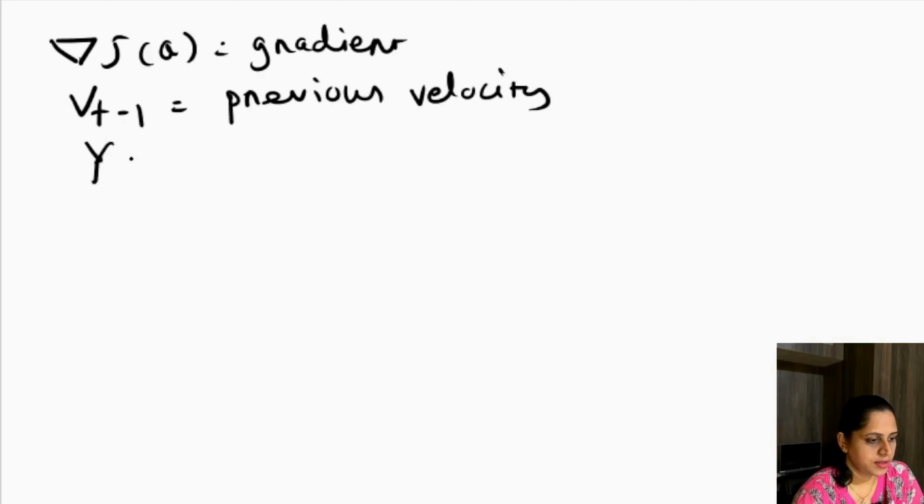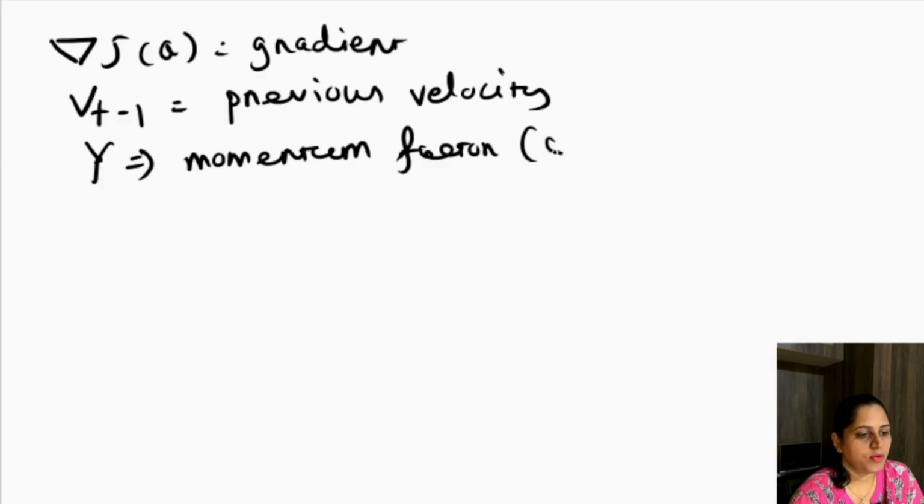Then eta equal to momentum factor, right? And momentum factor, basically we are taking 0.9. That means 90% of the time it is understanding what it needs to remember from the past, and 10% of the time it is focusing on the current state, right? That's how my momentum factor is going to work. And we all know this is my step size or my learning rate.